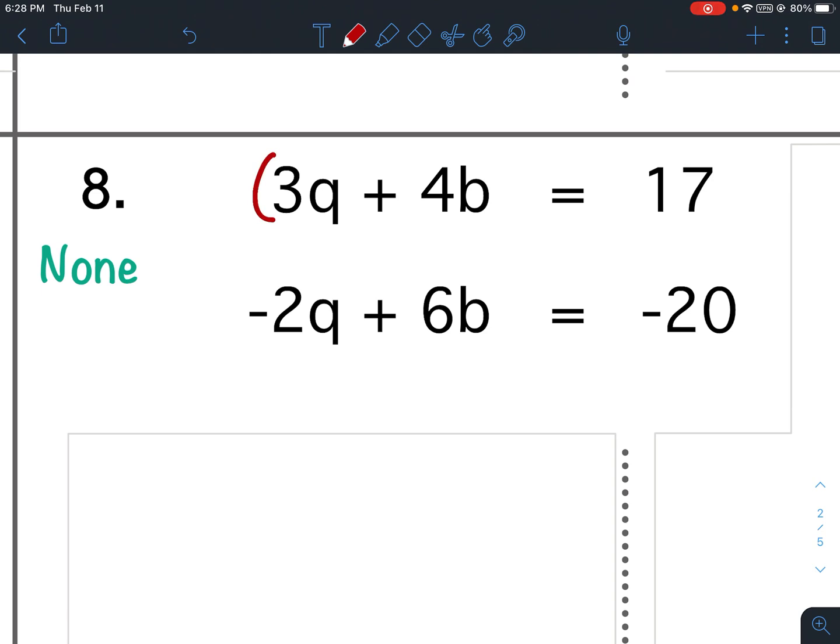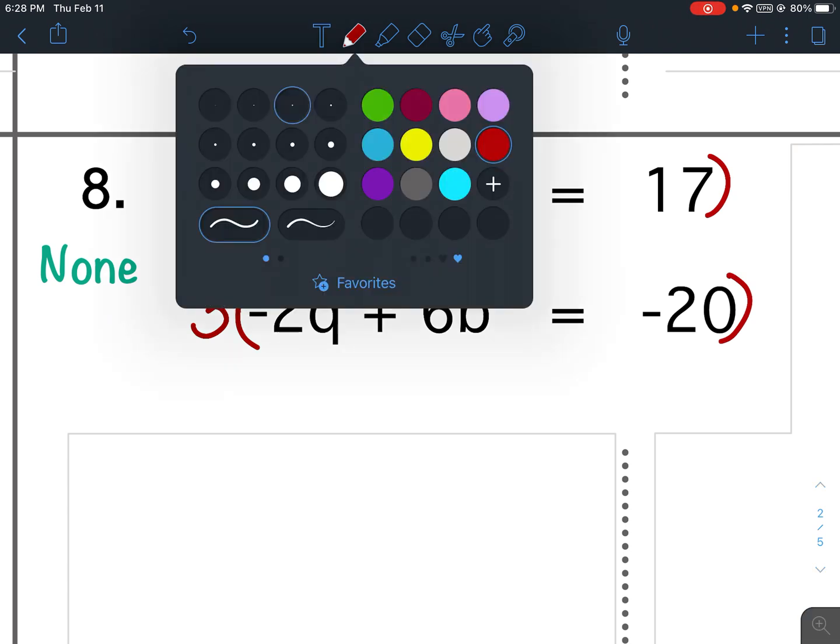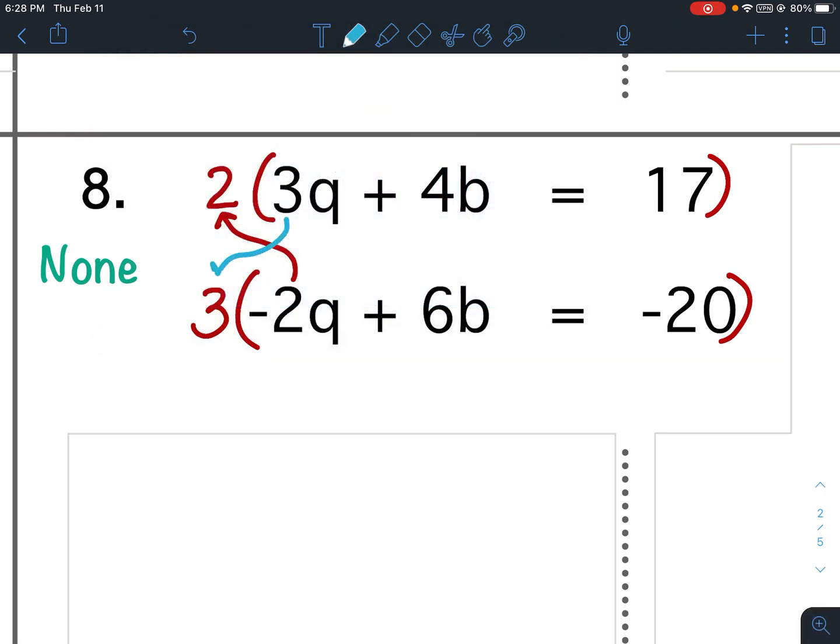So I'm going to put parentheses around both equations. What am I multiplying by? I suggest we use the 3 and the 2. Since the 3 is in the top equation, I put that outside the bottom equation. And ignore the negative, go by the absolute value. So there's a 2 on the bottom. I put that on top.